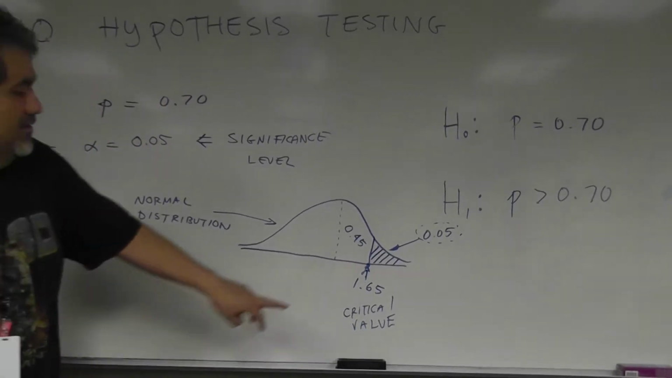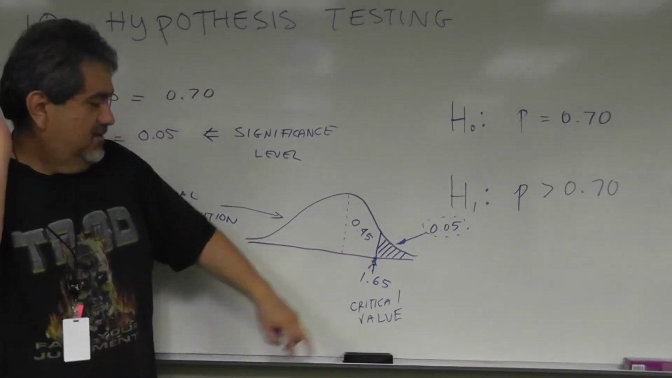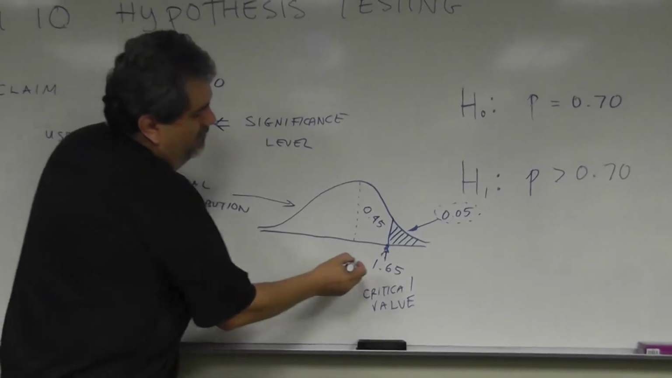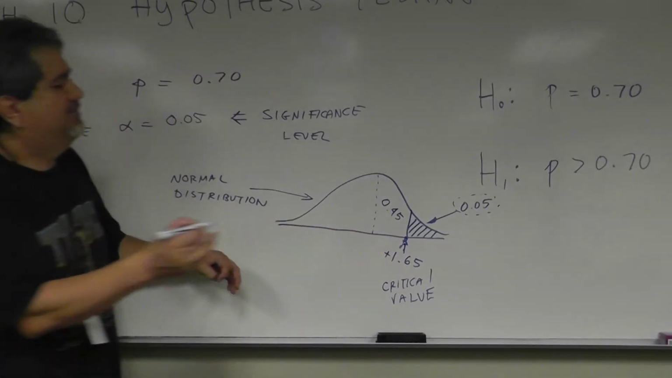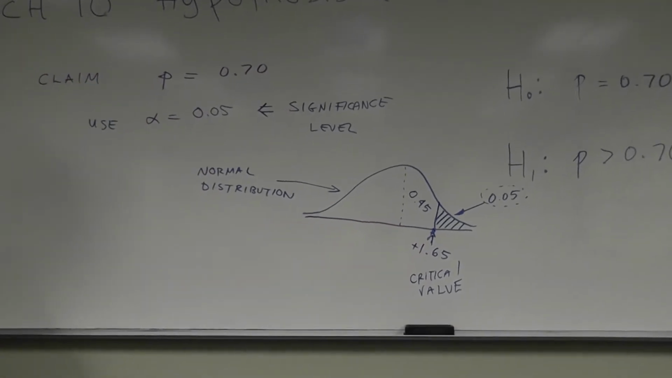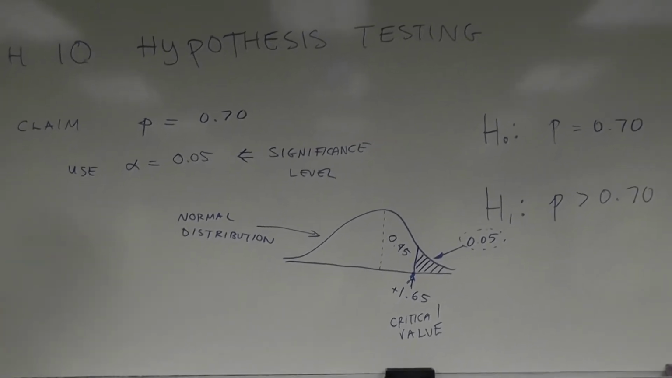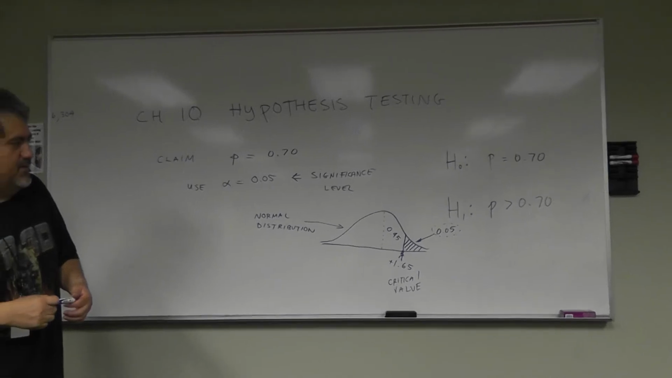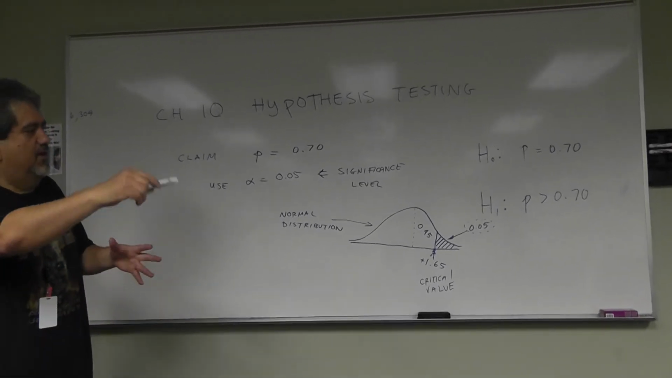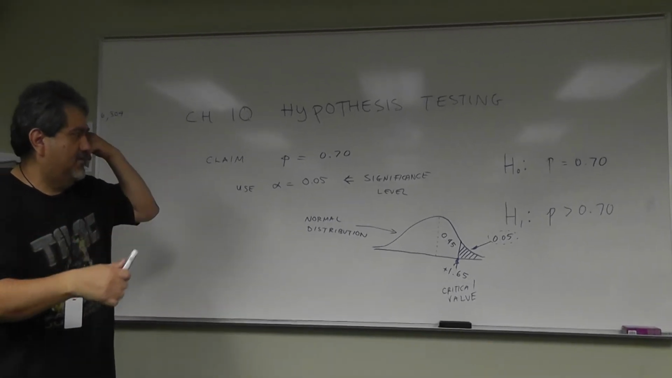Or maybe 1.64. You can use either one, right? Now notice this is on the right hand side, so this is positive. All right, now we haven't finished all the steps, right? But we are accumulating step by step.